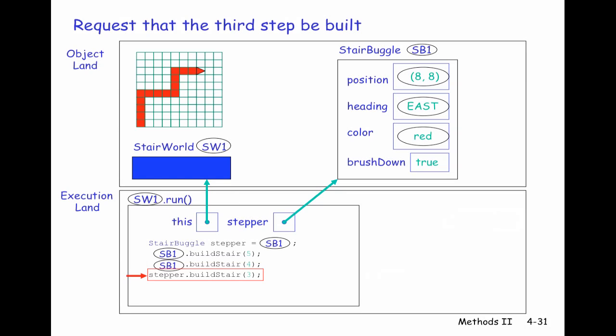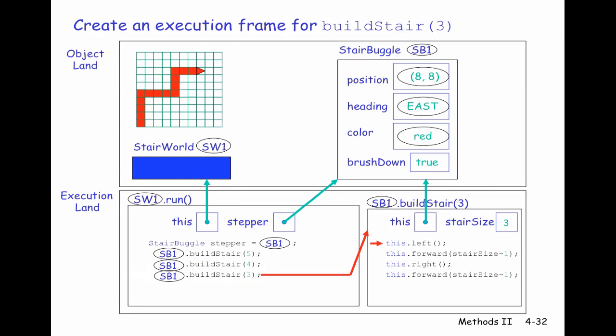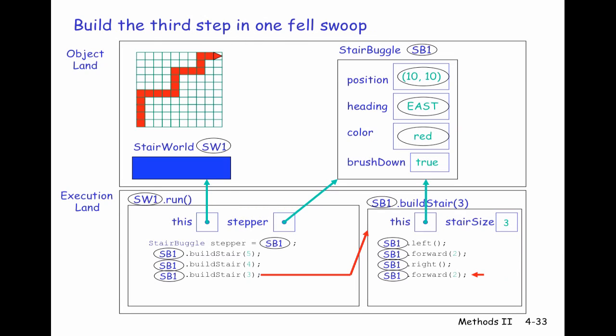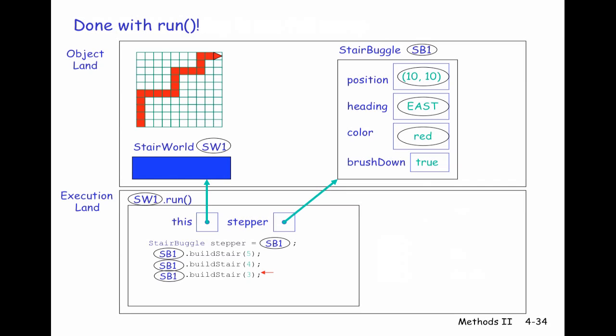We now have our third and final invocation of an instance method, buildStair of 3. This, of course, builds another execution frame, the only difference being that we now have a stair size of 3, and that means that every time we come across a stair size variable, it will be 3, and 3 minus 1 is 2. So we will now not show the details, but this will create a stair of size 2. And then we are done with the execution of this frame, and we see that our buggle has now made 3 stairs.